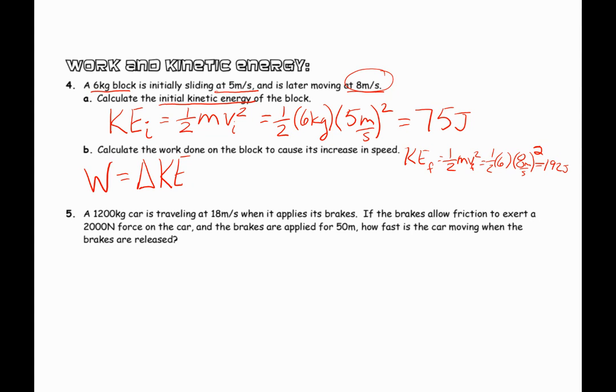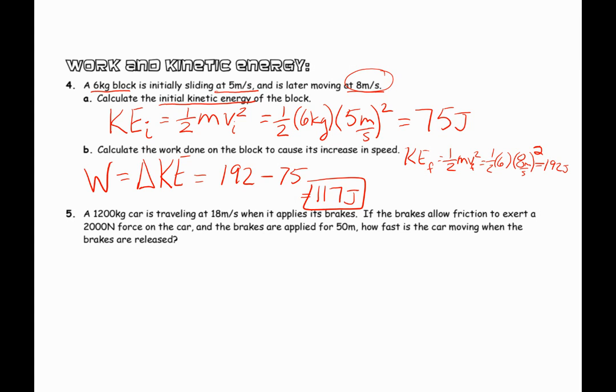So my change in kinetic energy is going to be my kinetic energy final minus my kinetic energy initial. 192 joules minus 75 joules ends up giving me a value of 117 joules. So the work that's done on the block that causes the increase in speed is 117 joules. And that makes sense. It's a positive number because it's increasing in speed. It's going from slower to faster. How do you do that? You have to add energy to that, okay?